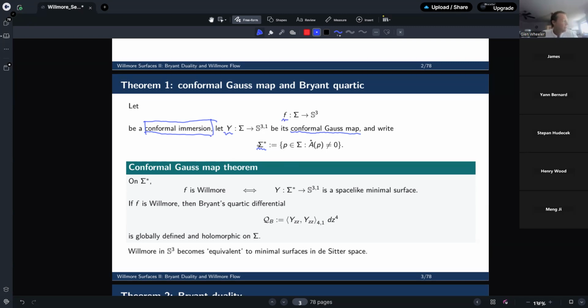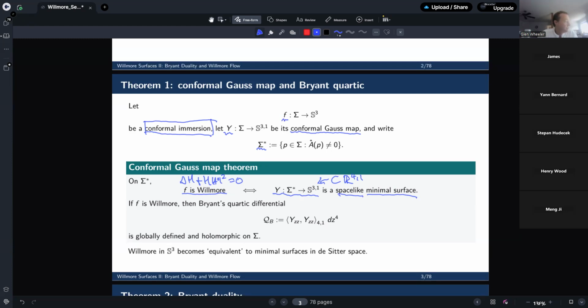Okay, and so then the theorem is that on Σ*, which is the non-umbilic part of Σ, there's an equivalence between F being Willmore, so that means that the Willmore equation is satisfied at every point, ΔH + H|A°|² = 0, and the conformal Gauss map being, in this de Sitter space, sitting inside R^{4,1}, so it has 5 components as a vector, and its metric is signature (1,1,1,1,−1), so you subtract the last term in inner products. We're going to see calculations. And now this thing is a space-like minimal surface. Okay, so we have this correspondence.